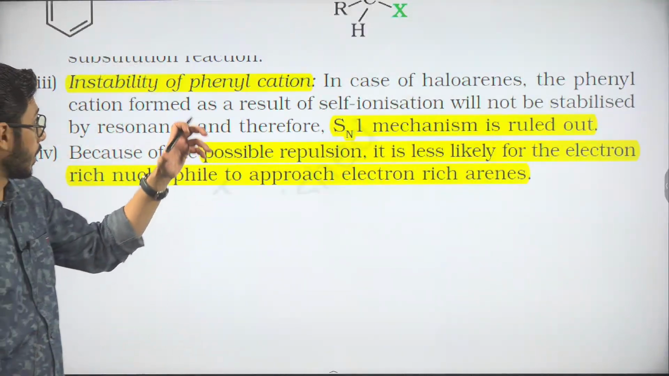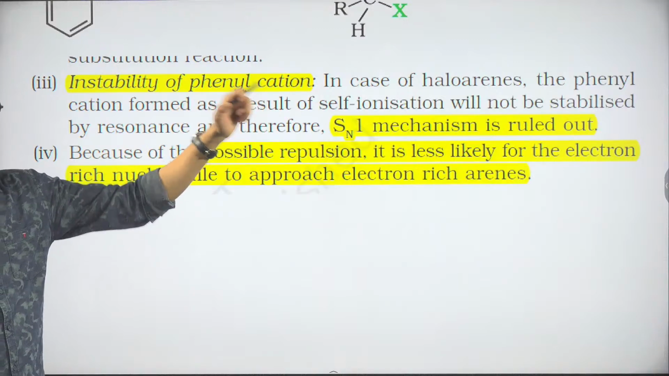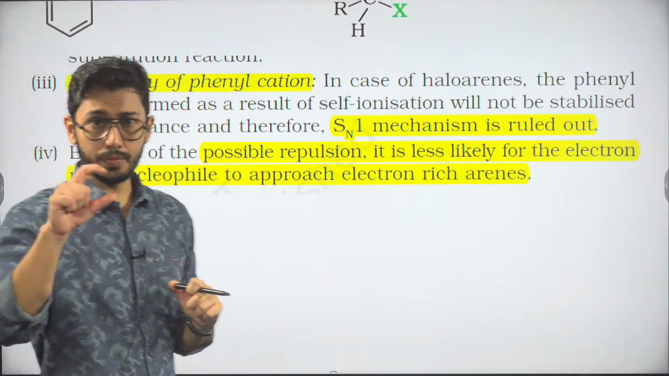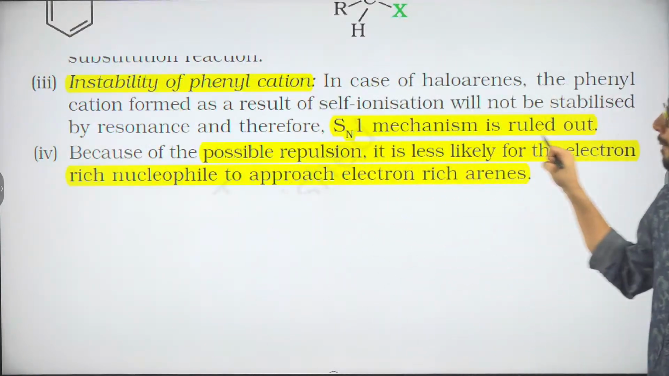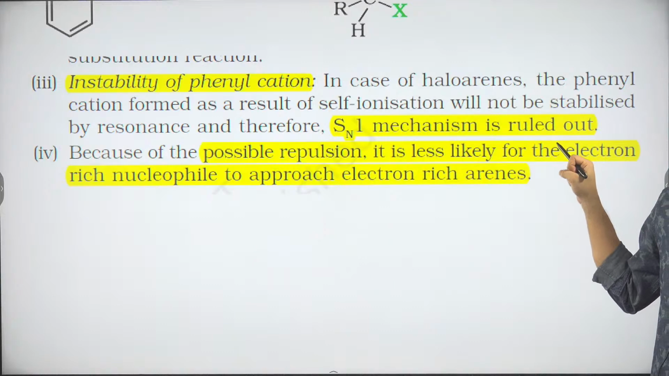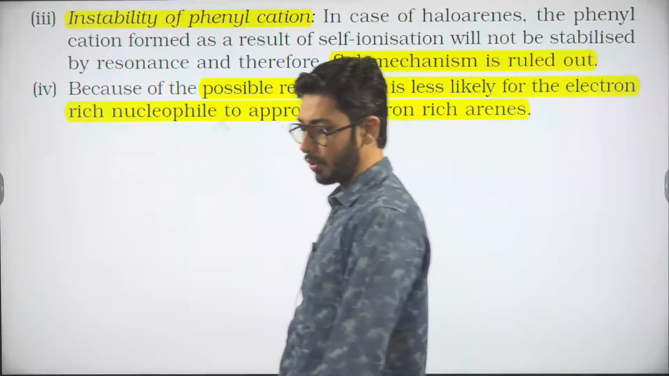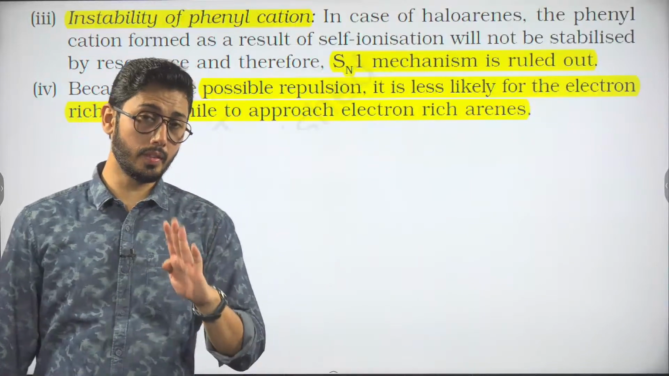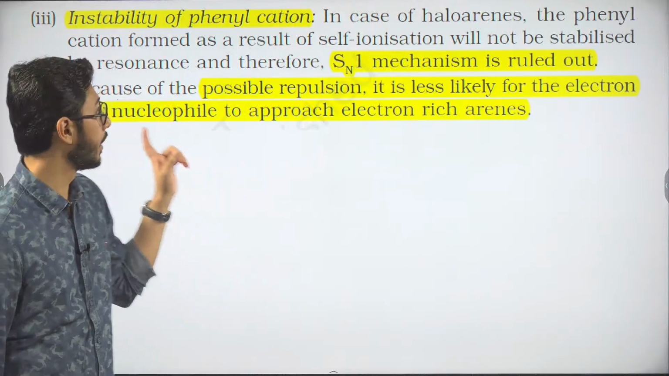So here the concept given is instability of the intermediate. And what's the intermediate? Phenyl carbocation, if the C-Cl bond is cleaved, and hence which reaction is not possible? SN1 reaction is not possible. Next reason given, fourth. Remember, 4 reasons are given. If it is given in the statement type, you have to remember, apart from the first reason, these 3 are also important.